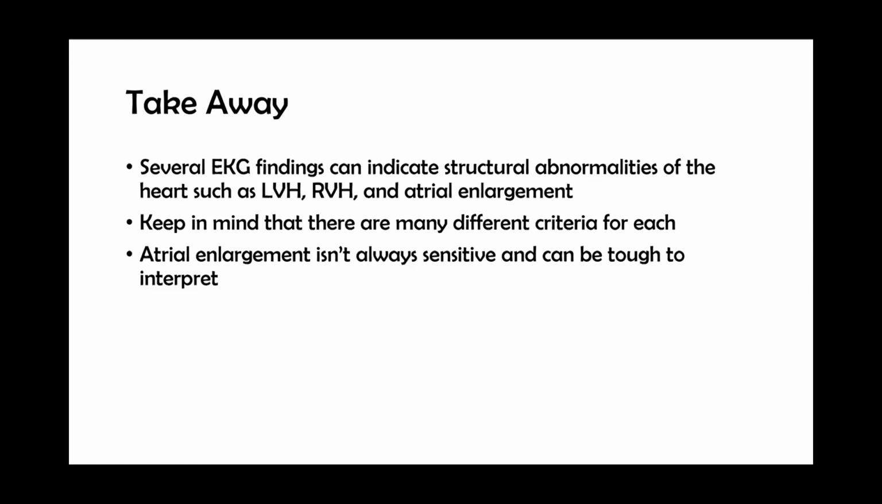The takeaway? We know that several EKG findings can indicate structural abnormalities of the heart, such as left ventricular hypertrophy, right ventricular hypertrophy, and atrial enlargement. Keep in mind that there are many different criteria for each of these findings. We went over the most basic EKG characteristics for each of these conditions. Finally, we discussed that the findings of atrial enlargement aren't always sensitive and can be tough to interpret in many cases.